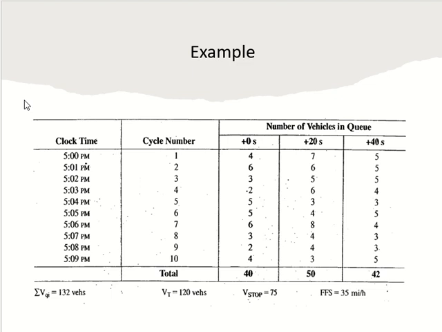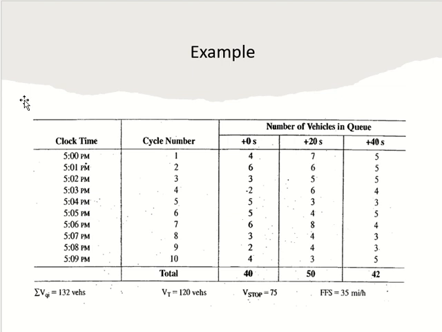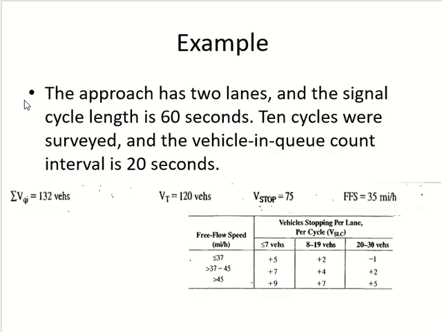Clear? Okay, so moving to the calculations, the things we have to do. This approach has 2 lanes. I told you this procedure and calculation is for each direction. So the direction in which the observations are taken has 2 lanes. Signal cycle length is 60 seconds. We already know that, and there are 10 cycles. How do we know there are 10 cycles? It's mentioned here, or you can count the number of rows you have. Every row is a cycle.